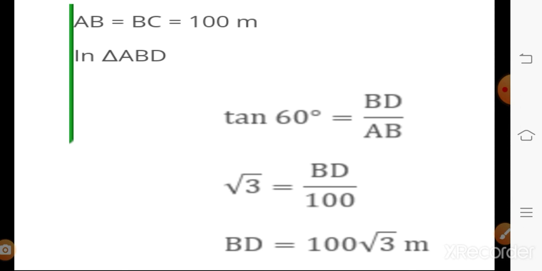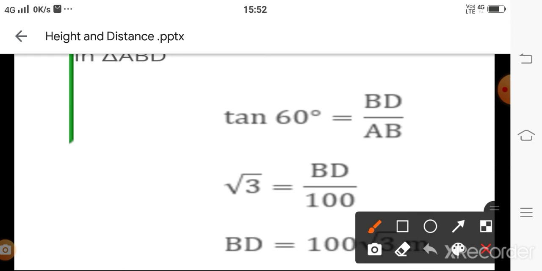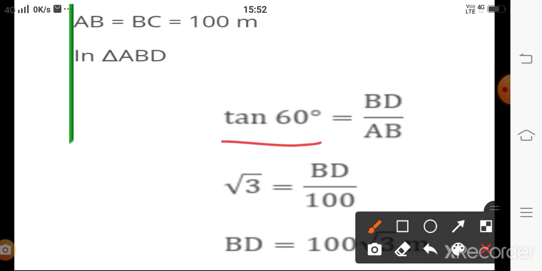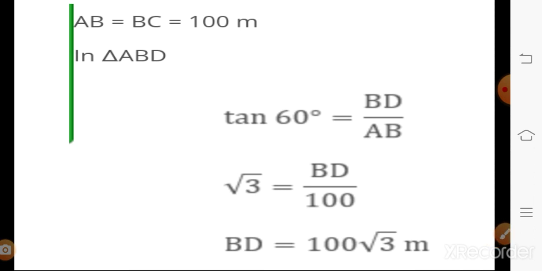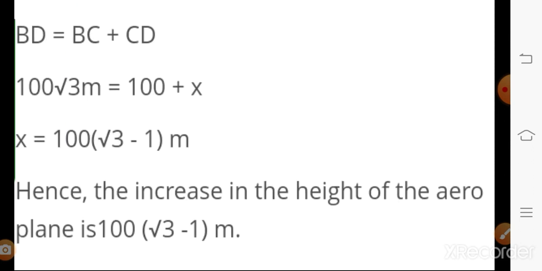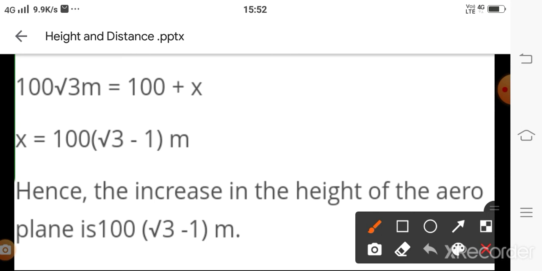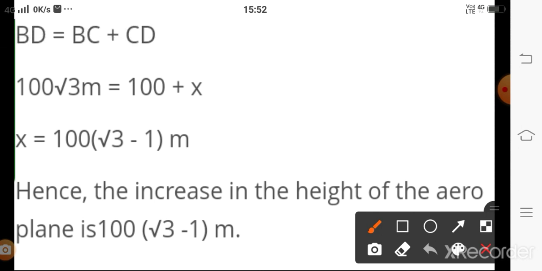In triangle ABD, if you are finding tan 60 degrees, then tan 60 is perpendicular upon base, so we get BD upon AB. Then tan 60 is root 3, BD upon 100, so BD we get as 100 root 3. AB we get from the first equation. We have to find BD, and if BD is given, we have to find x. The value of x means CD we have to find.